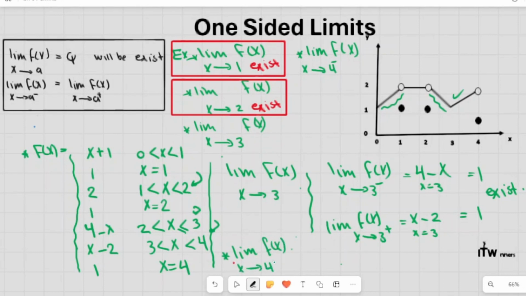Okay, last one here, the limit of f of x as x approaches 4 negative is defined on this interval, so this will be equal to x minus 2, and here x equals 4, so this will be equal to 2.